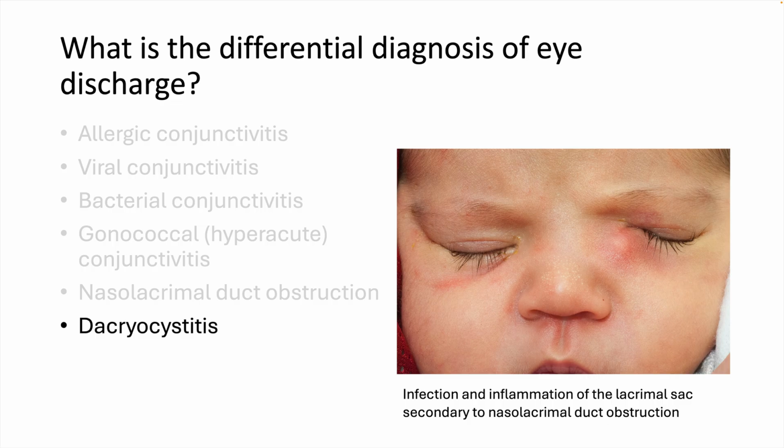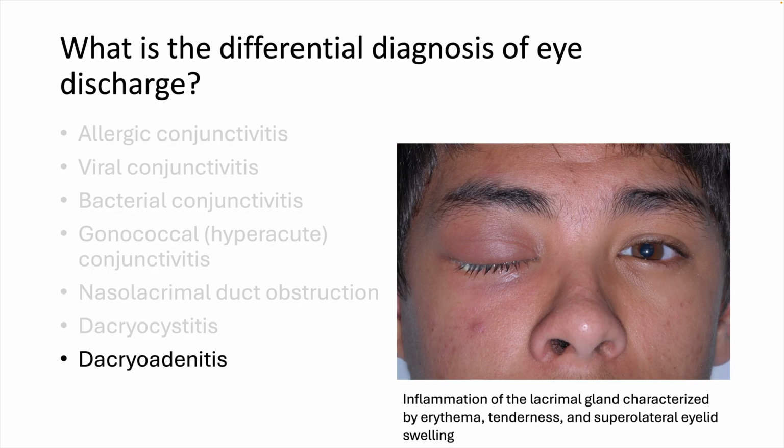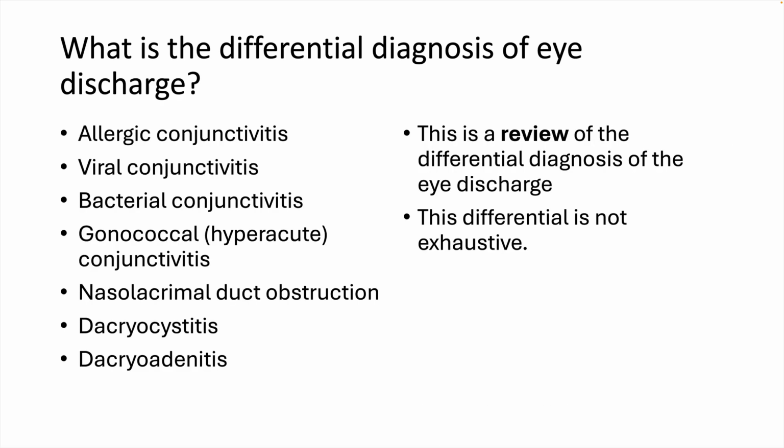Dacryocystitis is defined as infection and inflammation of the lacrimal sac secondary to nasolacrimal duct obstruction. Dacryoadenitis is defined as inflammation of the lacrimal gland characterized by erythema, tenderness, and superolateral eyelid swelling with purulent discharge. This is a review of the conditions which might cause acute eye discharge.